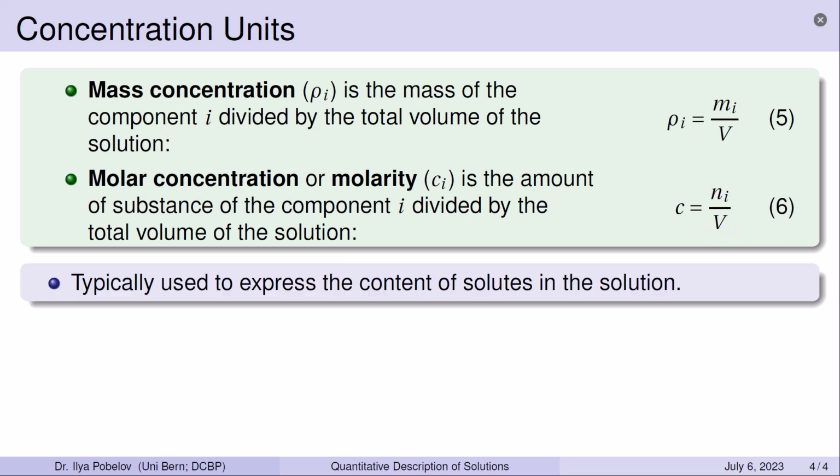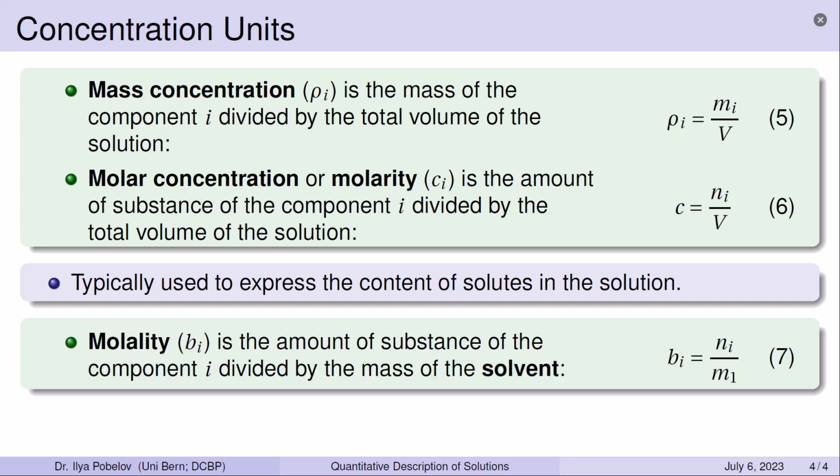Both types of concentration are typically used to express the content of solutes in the solution. It is also possible to calculate either concentration for the solvent, although it is rather unusual. Molality, denoted by B, is the amount of substance of the component divided by the mass of the solvent. This definition also implies that molality of the solvent is meaningless as a description of the solution.